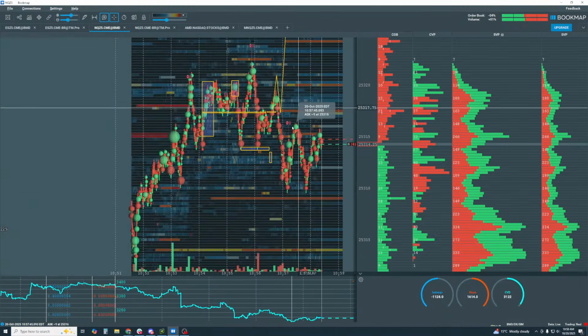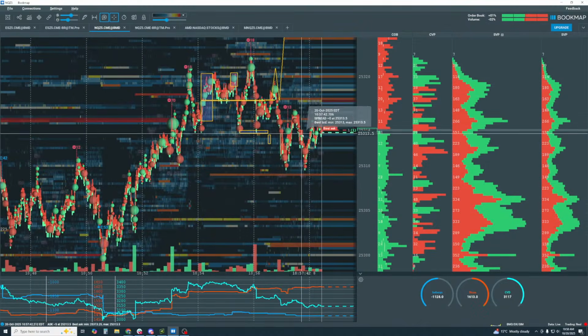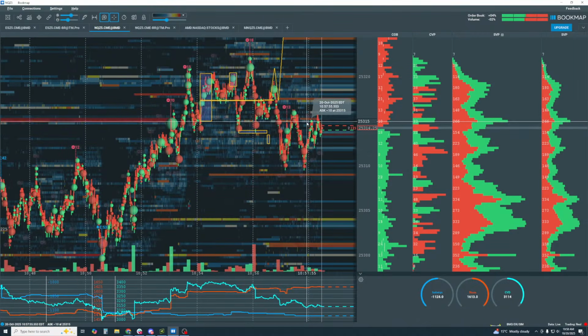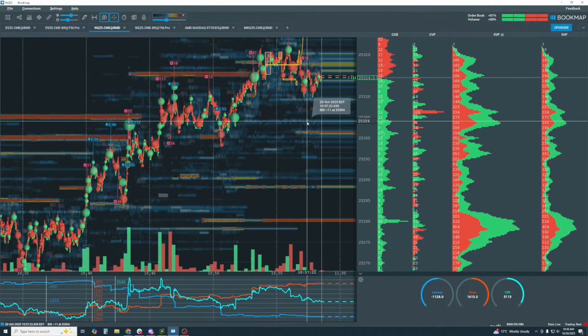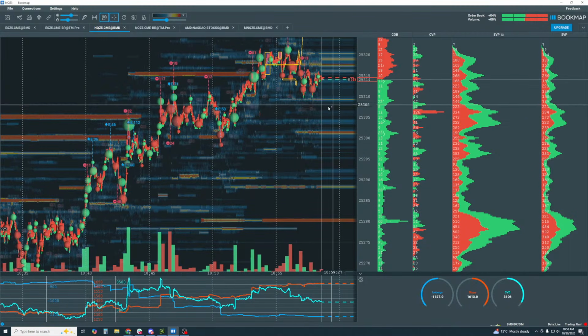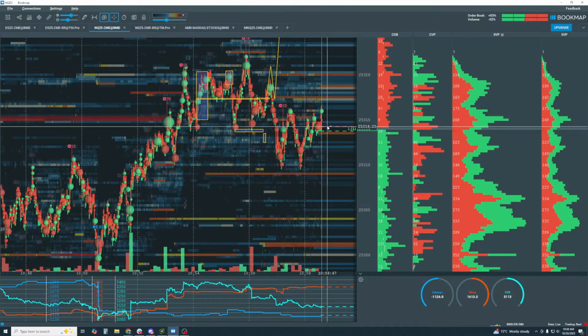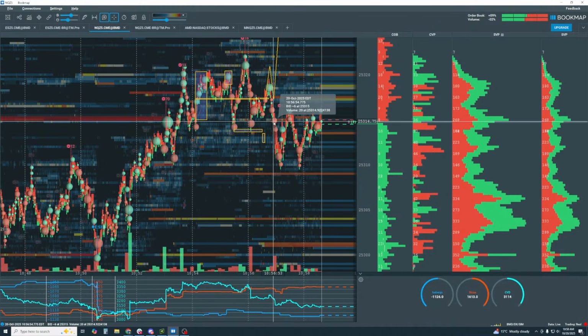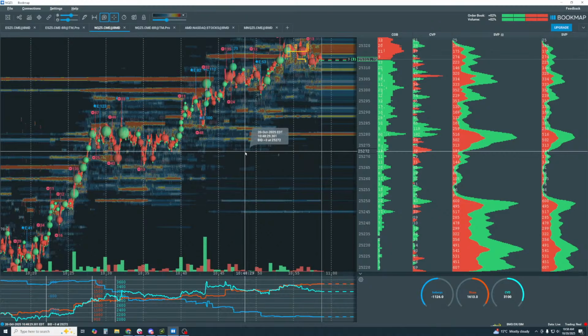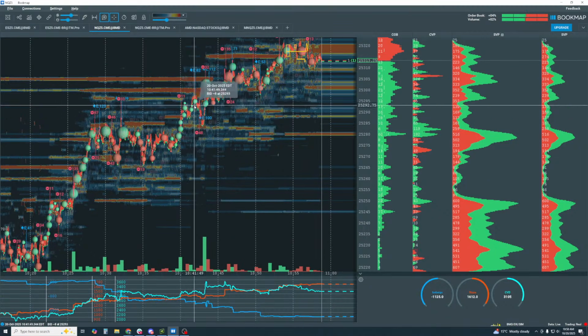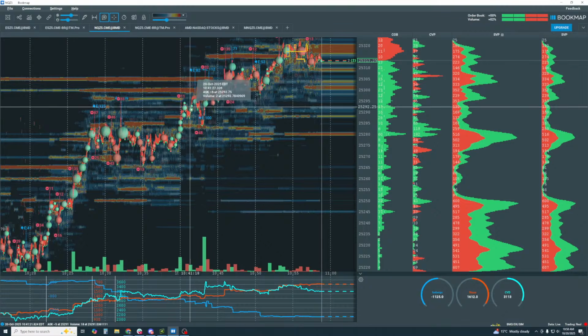Just trying to find some good examples in here. I mean, we can find them if we really dive into smaller time frames. But I'm trying to find something that is a little more applicable on a higher time frame. Like this here is not bad at all.